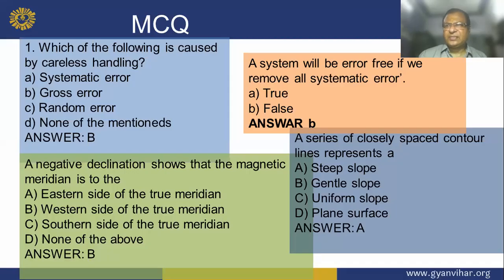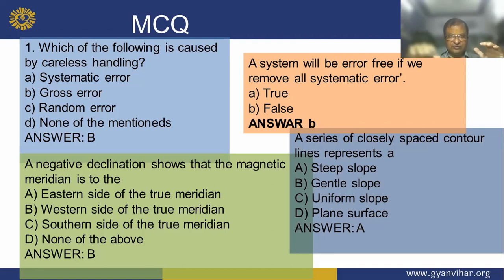This is the MCQ. Can you give me a reply? Question: which of the following is caused by careless handling? The correct answer is B, gross error. And suppose a system will be error free if you remove all systematic errors, is it true or false? The answer is false.